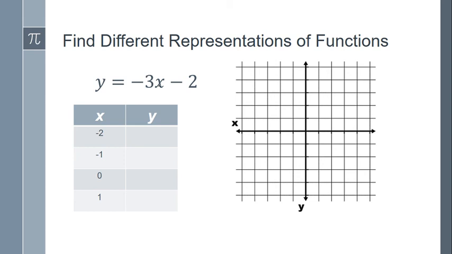When I plug in a -2 for the x, I get +6 minus 2, which is 4. I plug in -1. -3 times -1 is +3. 3 minus 2 is 1. I plug in a 0. -3 times 0 is 0. Minus 2 is -2. When I plug in a 1 for the x, I get -3 minus 2, which is -5. Then we can go ahead and plot these points onto our Cartesian coordinate plane.